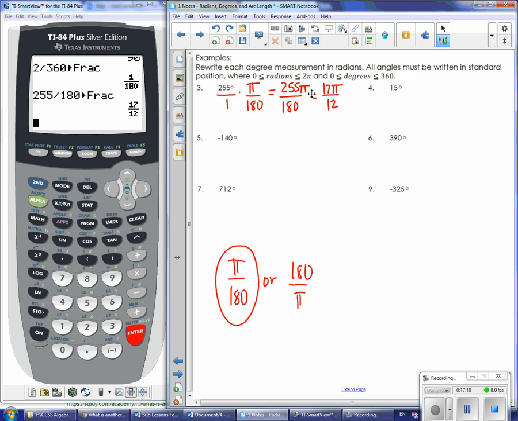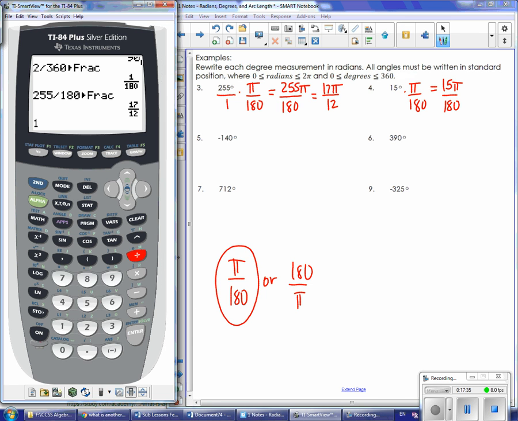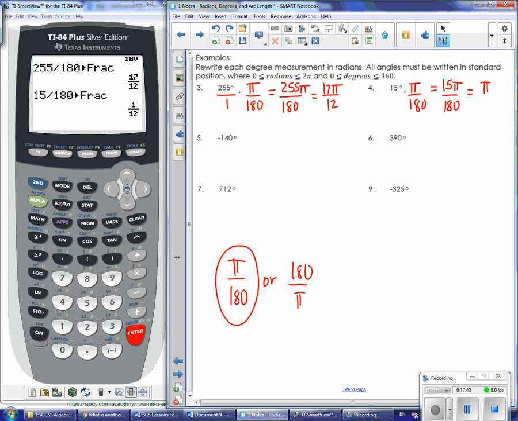If I take a look at number 4, I want to change 15 degrees to radians. And again, I don't have a pi, so I'm going to multiply by the quantity that has pi on top. So this is the same thing as 15 pi over 180. So I need to reduce that fraction. So I'm going to do 15 divided by 180. And then I'm going to change it to a fraction in lowest terms, and that's 1/12. So I'm going to write my final answer as pi over 12.